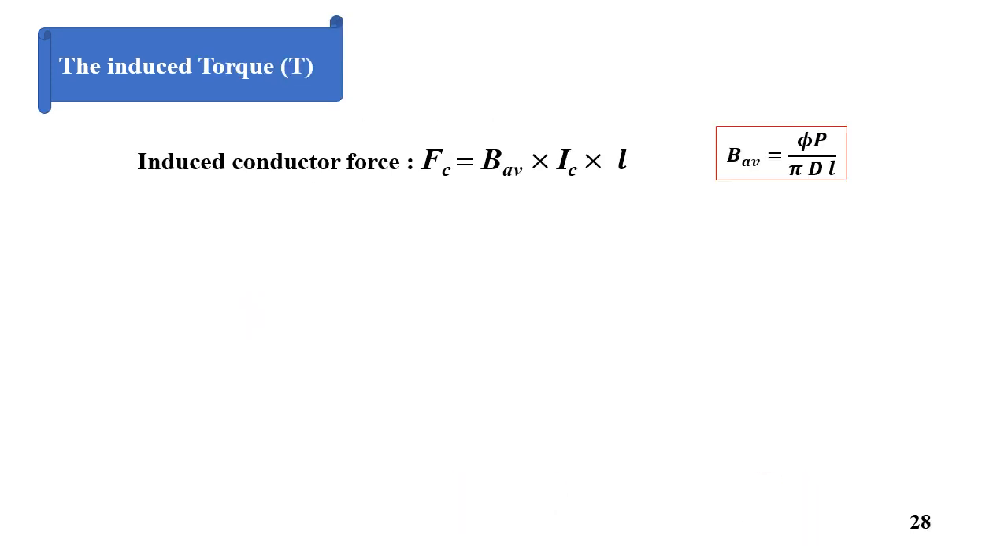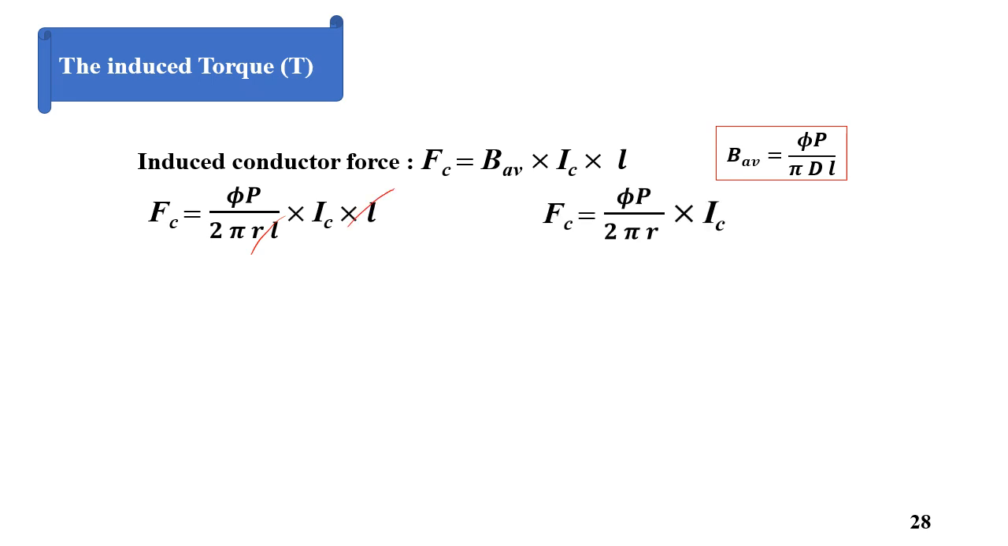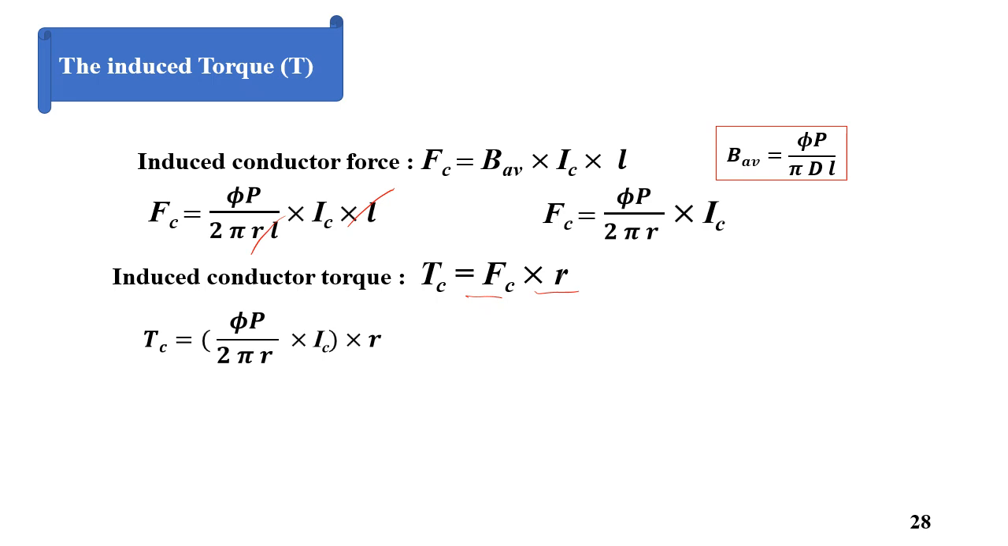The induced conductor force equals BIL, B average times I conductor times L. B average from the previous part equals phi times P divided by pi times diameter times L. We substitute it in this equation. We have L cancelled with L. Then phi P I conductor divided by 2 pi R. To get the torque, it equals force times radius. Then we multiply the force by the radius. Then R is cancelled with R. Then we have phi P I conductor divided by 2 pi.